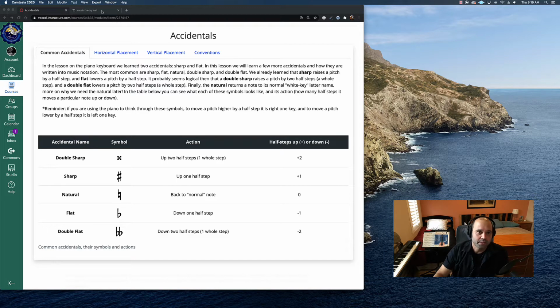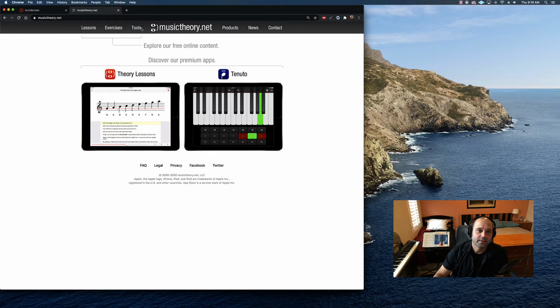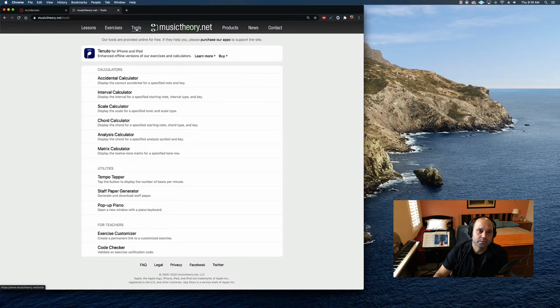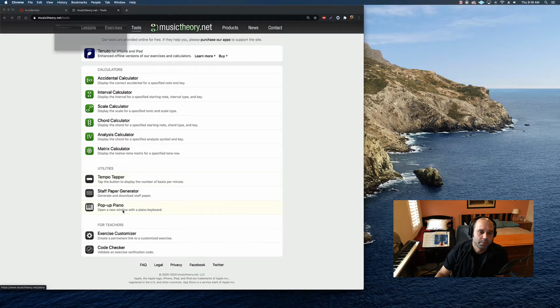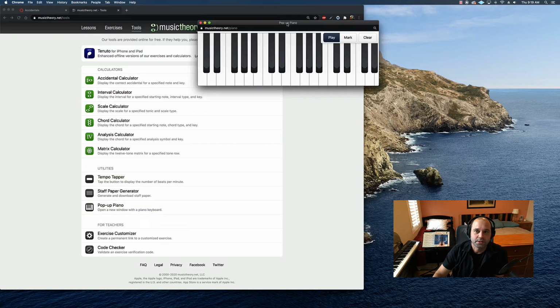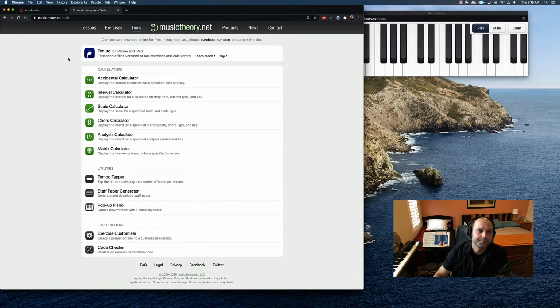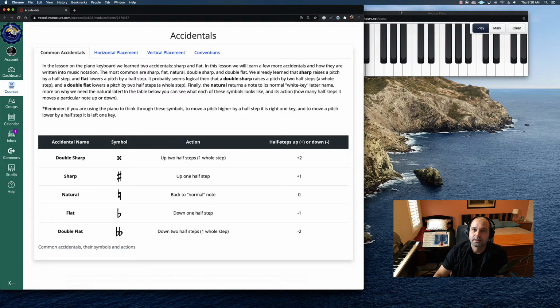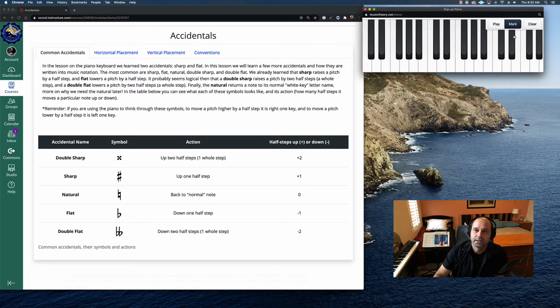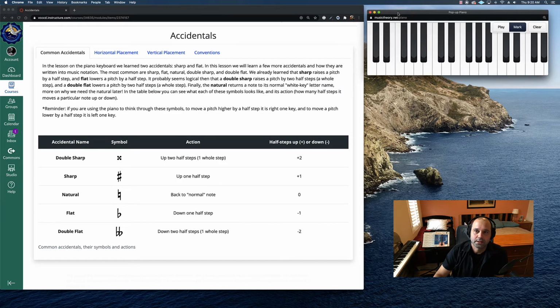So I'm going to start by actually going to musictheory.net and grabbing that pop-up piano. So tools, pop-up piano, and I'm just going to put that guy over there and close that out. Love this thing, it's so useful. And I'm going to put it on the mark setting so that I can draw some dots.